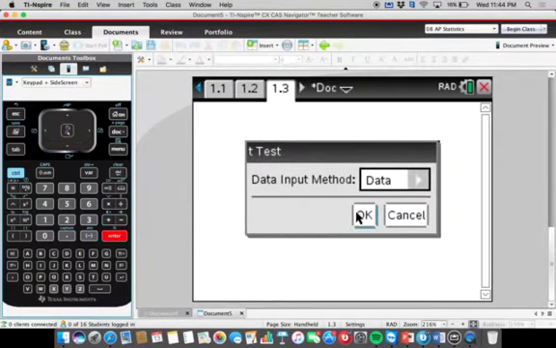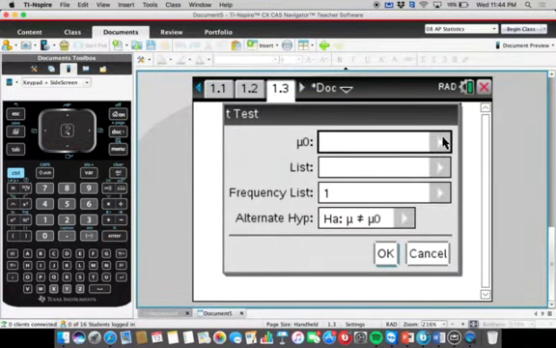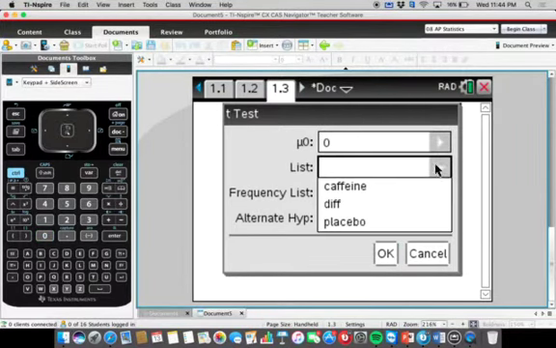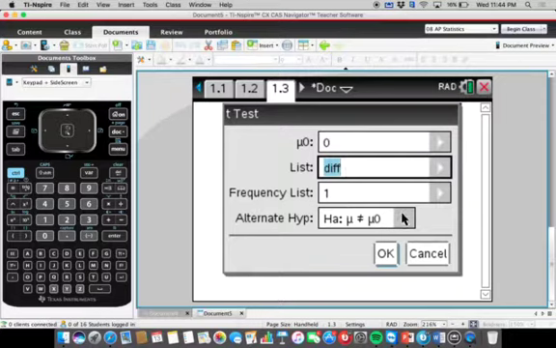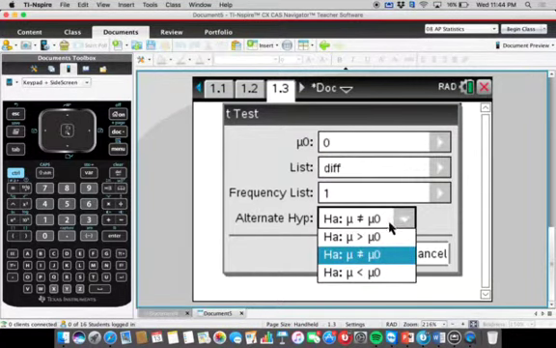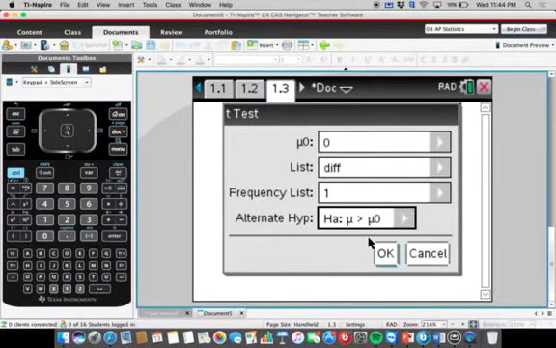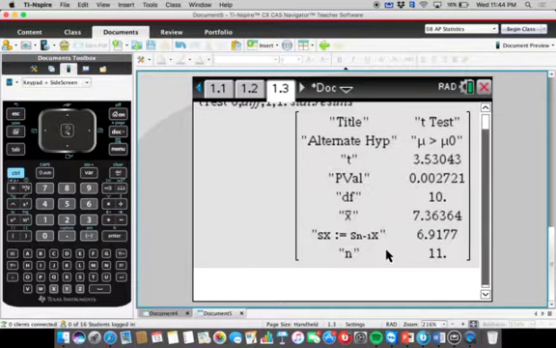Okay, in this case, again, we have data. So our mu naught is going to be equal to 0. Okay, the list that we're going to be working with is, of course, difference. And the alternative is that the difference is going to be greater than 0. Right? Greater than 0. There we go. And we have all of our values.